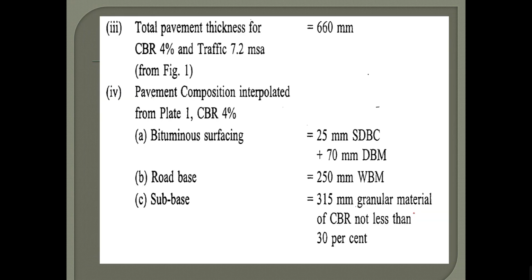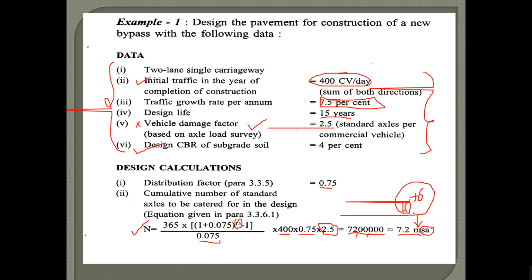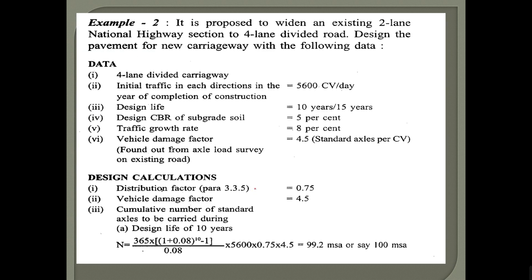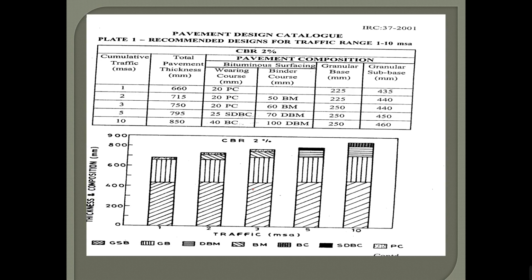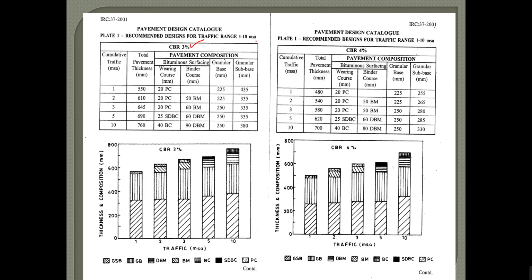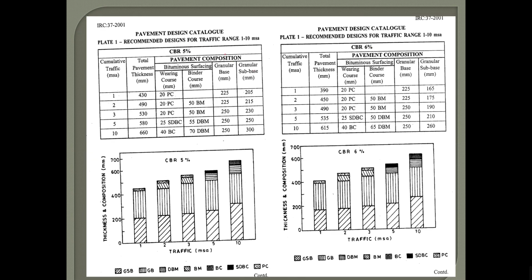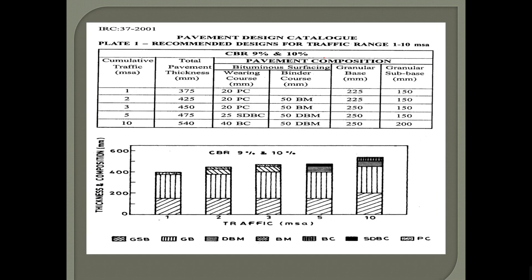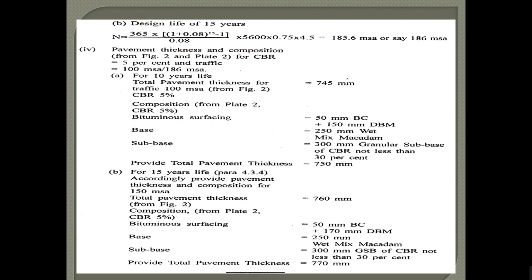Next, the prime duty of ours is to find out the thickness of flexible pavement based on the two parameters. Before that, I would like to tell you these are the design charts which IRC 37/2001 is going to be providing us. What is going to be varying? I told you the value of CBR is going to range from 2% to 10%, like 2%, 3%, 4%, and so on up to 5%, 6% till 10%.